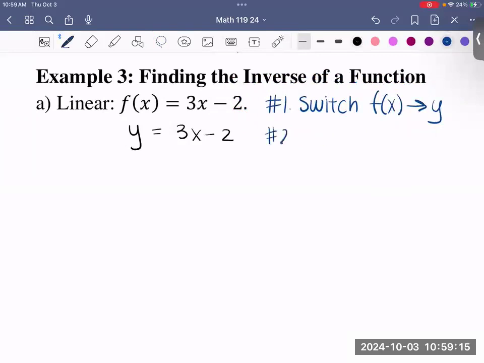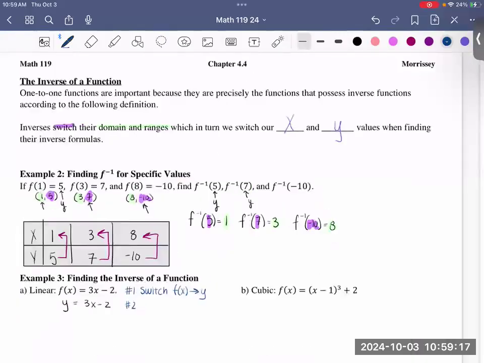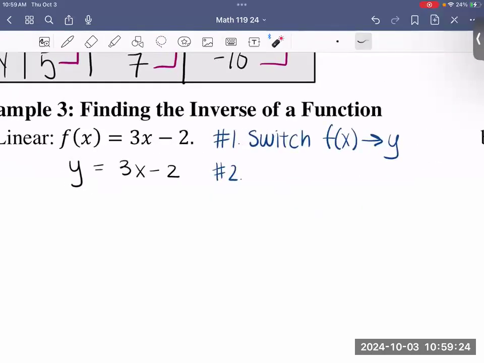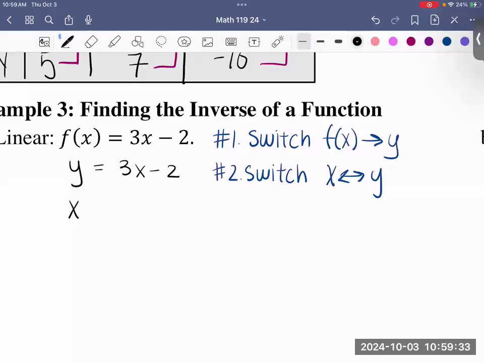Step number two, right? We talked about the above, switching your domains and ranges, meaning we switch our x's and y's. So that is step number two, is that we switch your x and y values. So you start off with a y, it's now an x. 3x is now turning into 3y minus 2. Then step three, we are solving for y. So get y alone.